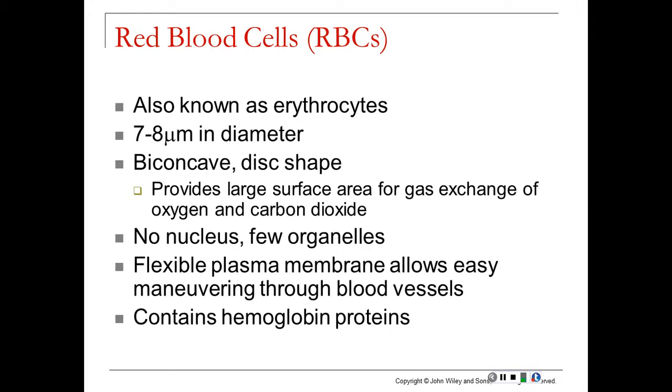They're biconcave, so they have a disc shape, providing a large surface area for gas exchange with the carbon dioxide and oxygen. There's no nucleus, which allows for that biconcave shape, and there's very few organelles. Its main job, once these red blood cells are made, is to just float around the blood carrying the oxygen and carbon dioxide. They have a very flexible membrane to allow maneuvering through the blood vessels, so they can kind of squeeze and squish through the small capillaries. And as I mentioned, they contain the hemoglobin protein, which helps it carry the oxygen and carbon dioxide.